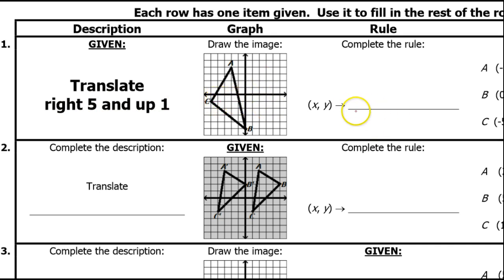But first we need to talk about rules and notation. So if we take any point x comma y, if I want to slide it, that means that the x value is going to increase by 5. So we will have x plus 5. And if we want to go up 1, that means that the y value will increase by 1.